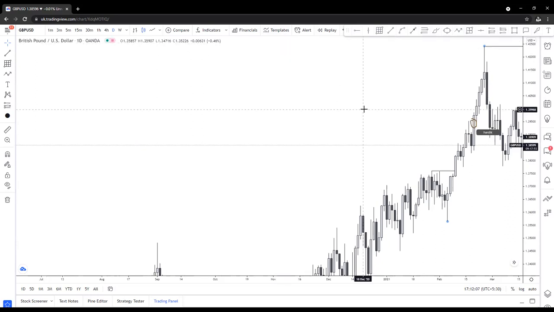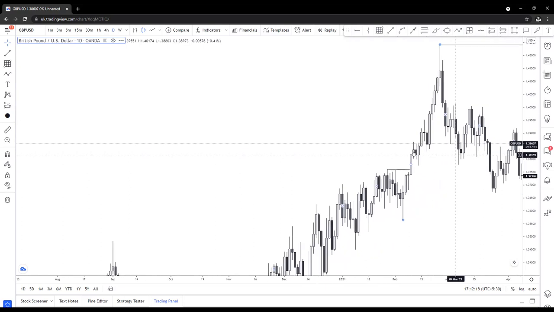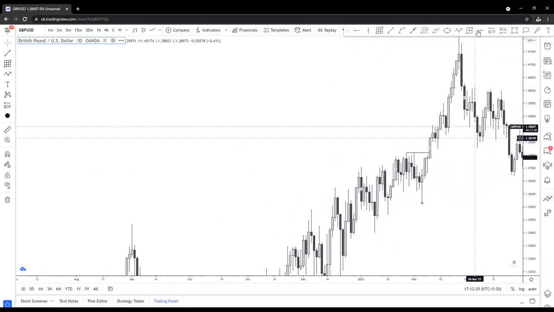Awesome. Do you not consider this pullback as another structure point? This thing, this pullback. No, all of this would be intermediate term structure. The reason is, this is what price must do. I'll draw that for you.